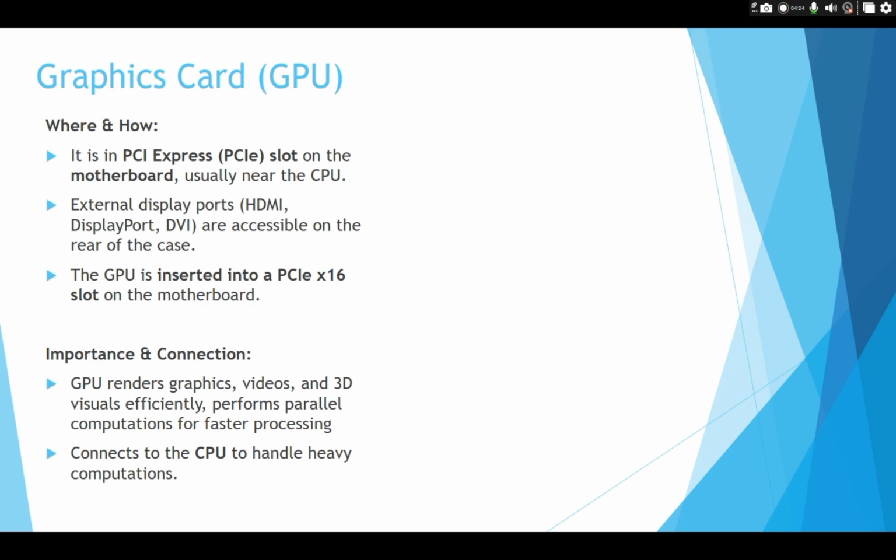Graphics card. It is in the PCI Express slot on the motherboard, usually near the CPU. External display ports are accessible on the rear of the case. The GPU is inserted into a PCIe x16 slot on the motherboard. Importance: GPU renders graphics, videos, and 3D visuals efficiently, performs parallel computation for faster processing. Connects to the CPU to handle heavy computations.